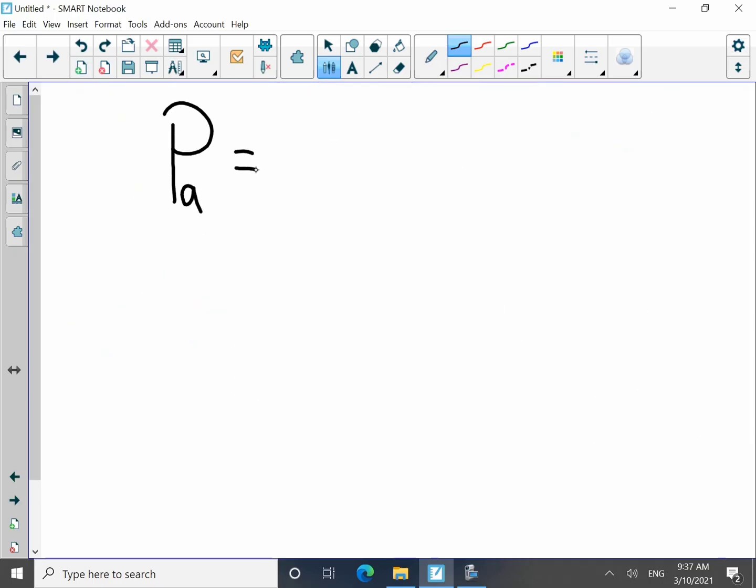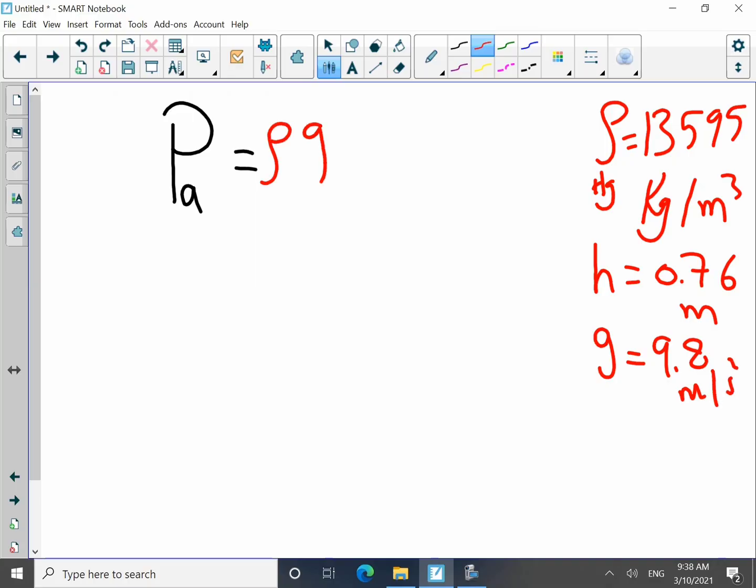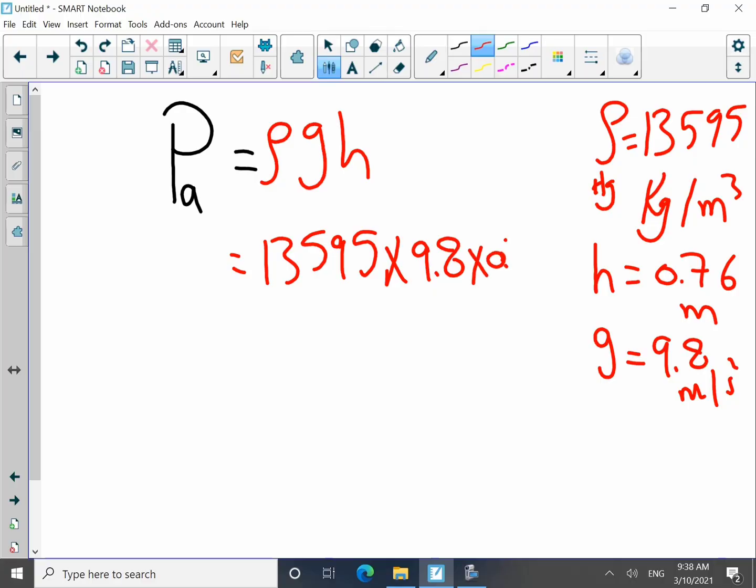So the pressure, or atmospheric air pressure, depending on the density of the mercury, the density of the mercury would be equal 13,595 kilogram per meter cube. The depth will be equal 0.76 meter. The acceleration due to gravity will be 9.8 meter per second squared. If you know the atmospheric air pressure, that's all equal rho G H, which is equal 13595 by 9.8 by 0.76.